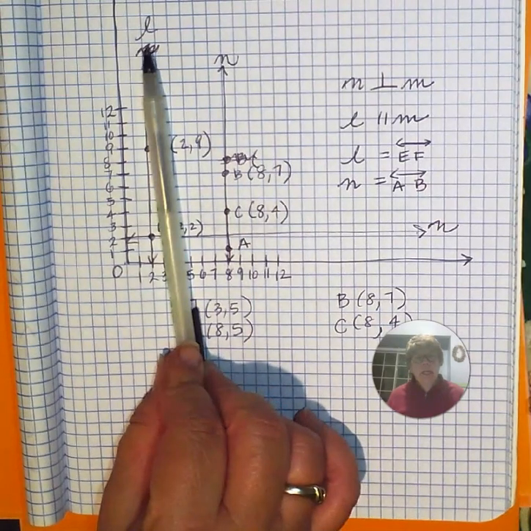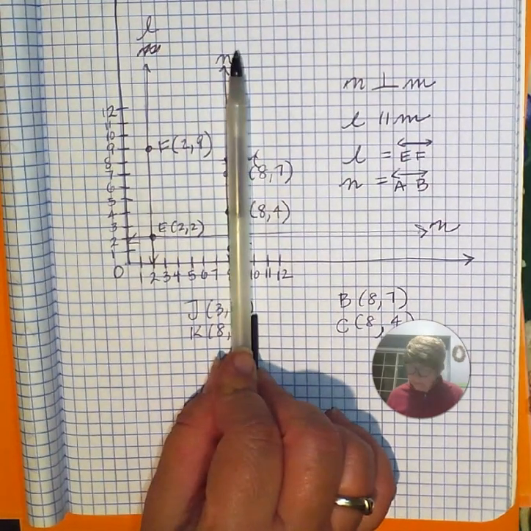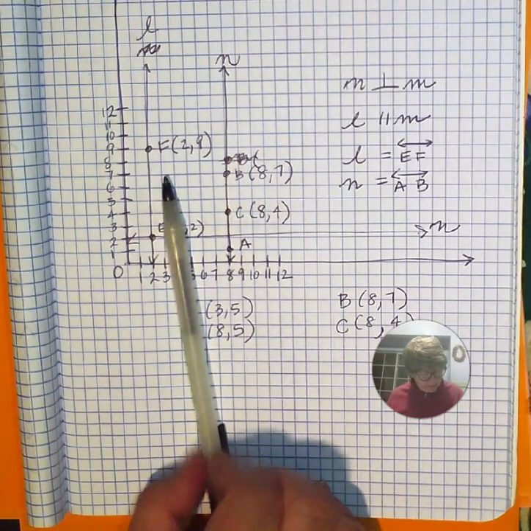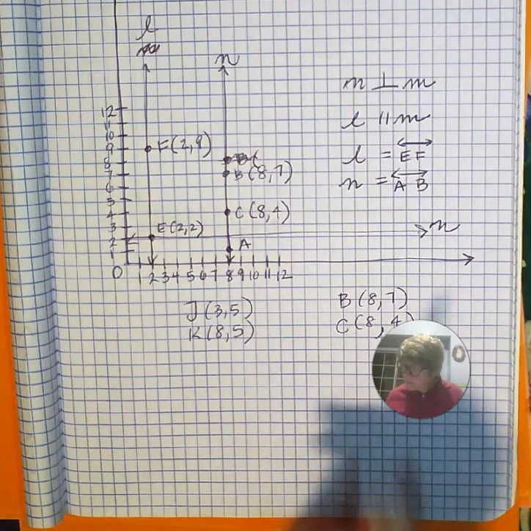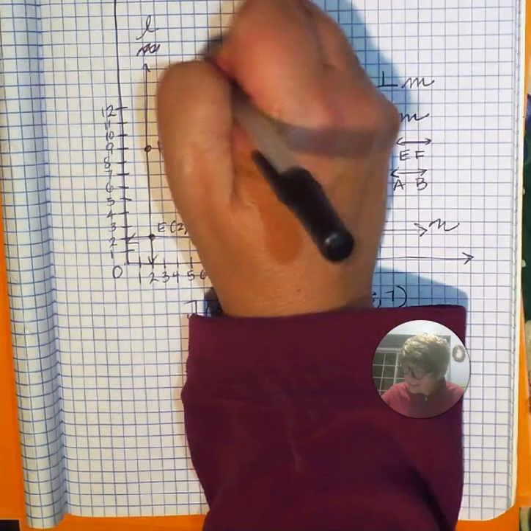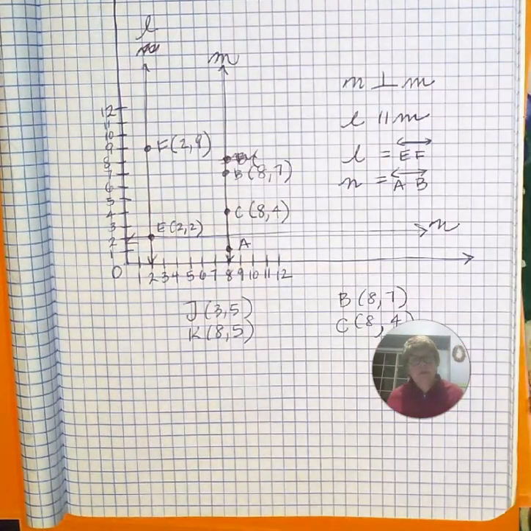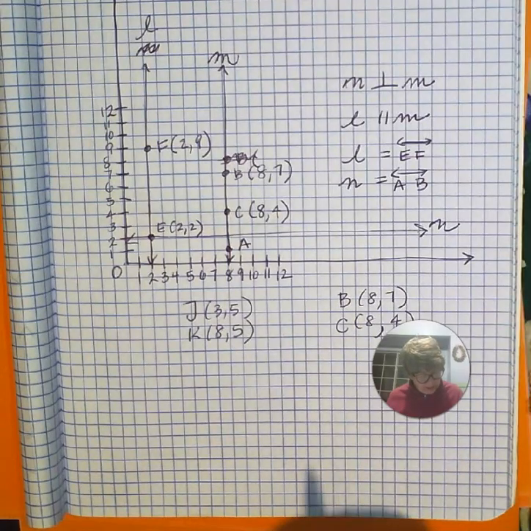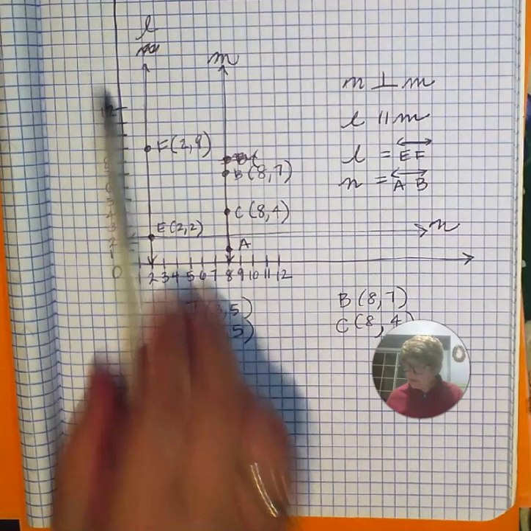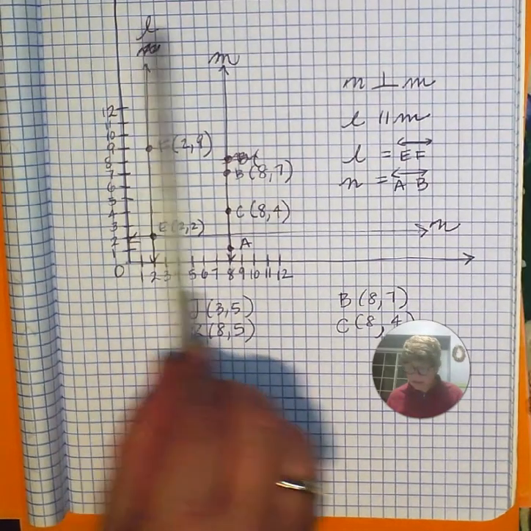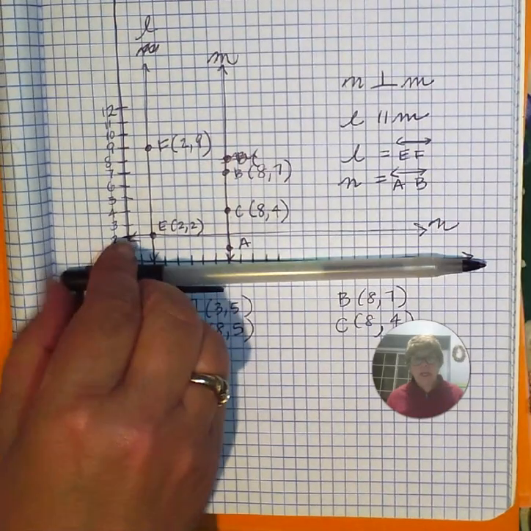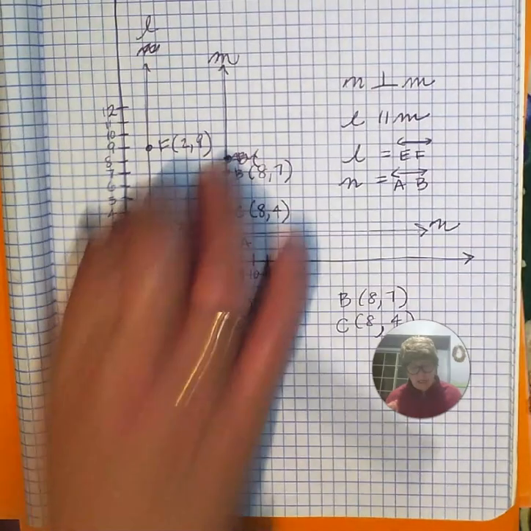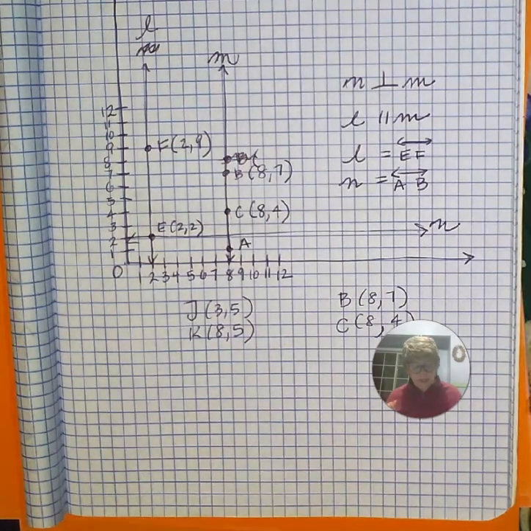L and N are parallel, right? L and M should make it a cursive M. And M and L are parallel to the y-axis, right? So we have the y-axis, we have M and L. And then parallel to the x-axis, we have N. Yes? How about perpendicular? Forming a right angle.